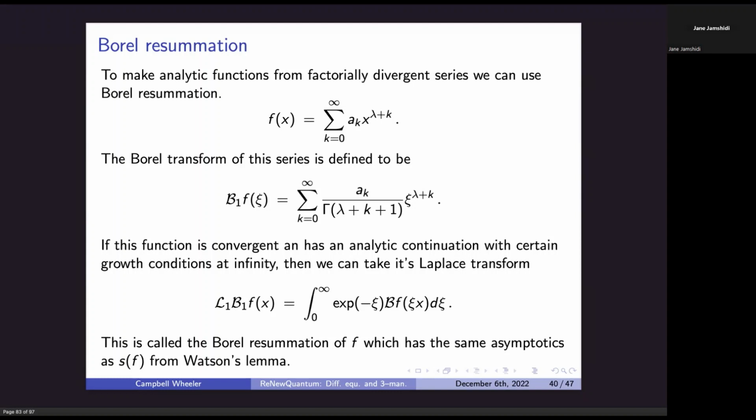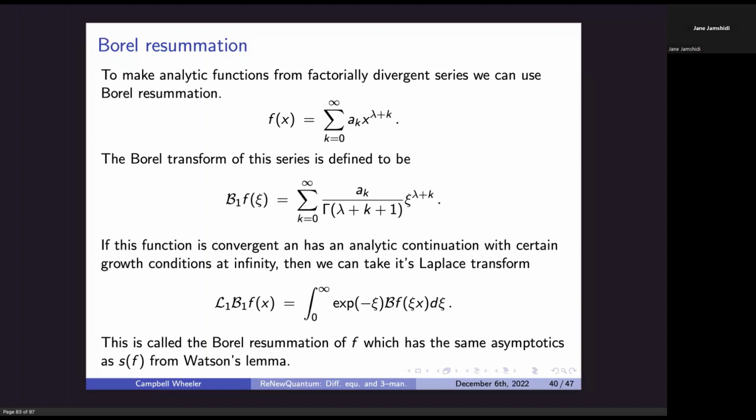Okay, so now if this function is convergent and has an analytic continuation all the way to infinity with certain growth, then we can take its Laplace transform. If we start with a formal series, we apply its Borel transform, now it's convergent and we can take the Laplace transform. This will give us some analytic function in x.